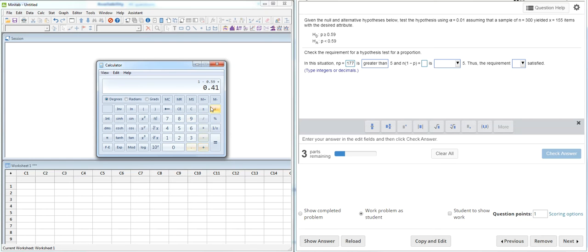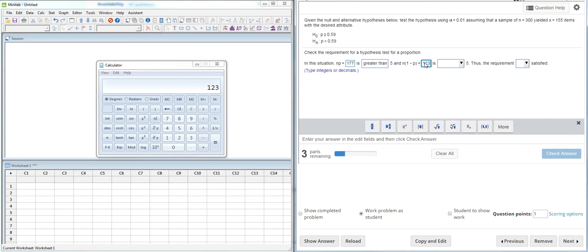Oops, not plus. I don't know why I hit that. So 0.41. It doesn't want to let me get rid of the plus, so I'm going to start over. So 0.41 times 300, and that's 123. I could have also just taken 300 and subtracted 177 because these are opposites of each other. So if 177 people were successes, then this would be the number that are not out of the 300.